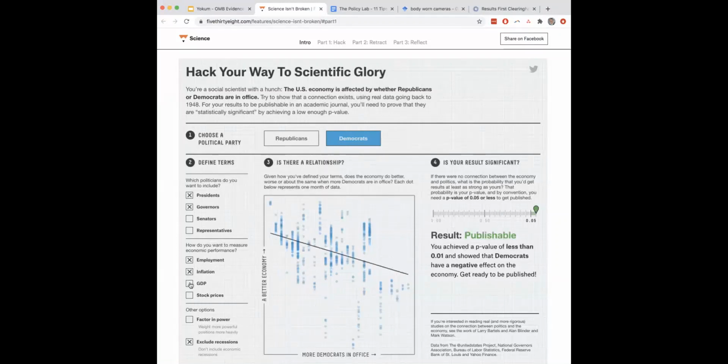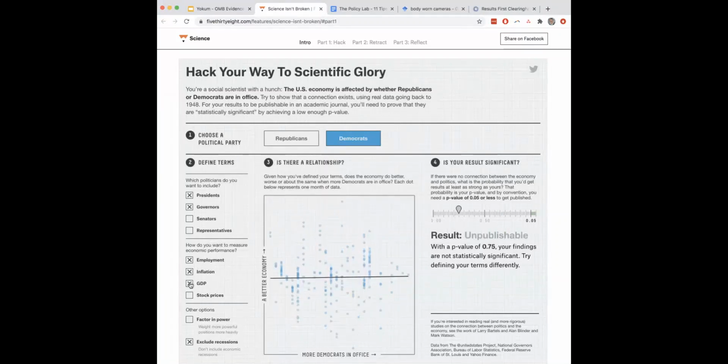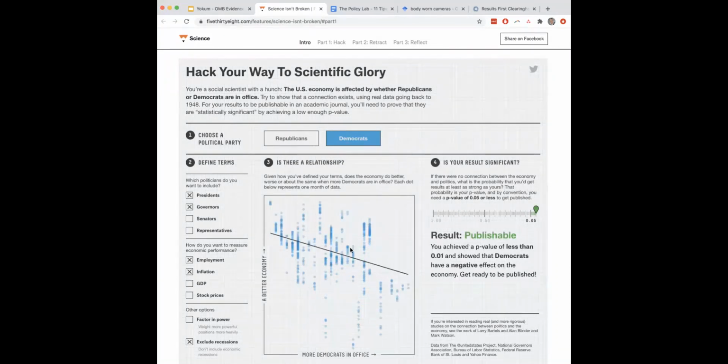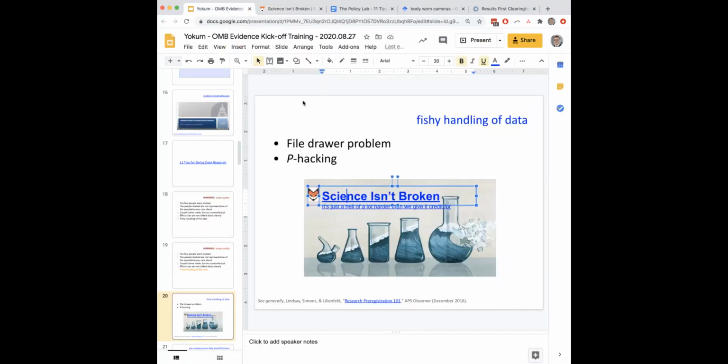And so as I'm switching, for instance, GDP as being included in economic performance, under this setup where I'm including it, it looks like there's no relationship between who's in power and the economy. It's kind of a flat line, there's no significant result. But if you take out GDP, then suddenly it turns out that there is a significant relationship. And in this case, Democrats have a negative effect on the economy. And so the lesson from this is to be vigilant and look out for the types of decisions that people are making about how they are in fact doing their data analysis.